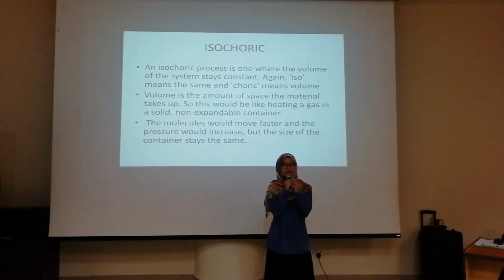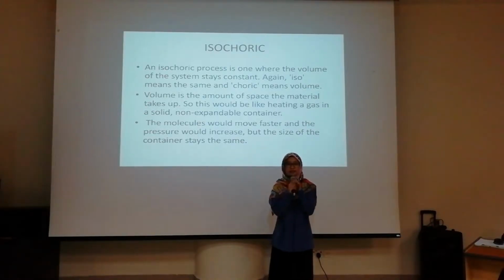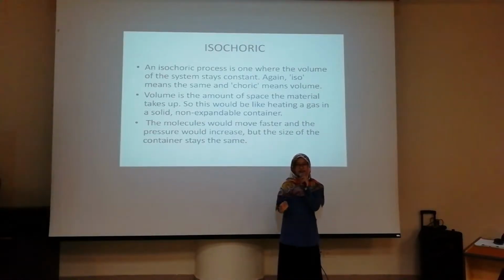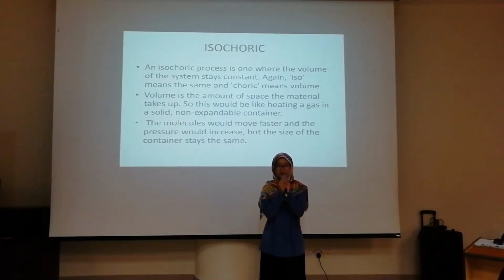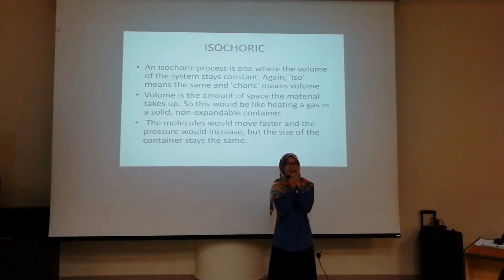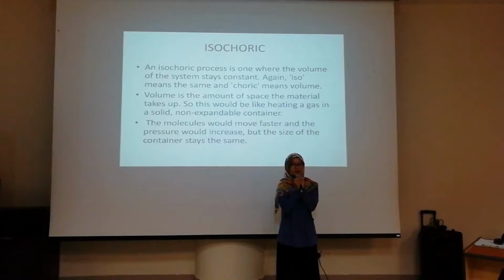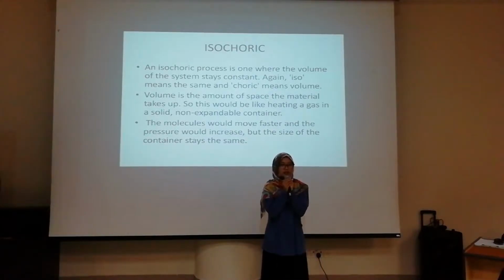Next, I will explain the isochoric. An isochoric process is one where the volume of the system stays constant. What is the meaning of iso and choric? Iso is same and choric means volume, so same volume. Volume is the amount of space the material takes up. This would be like heating a gas in a solid, non-expandable container. The molecules will move faster and the pressure will increase, but the size of the container stays the same.